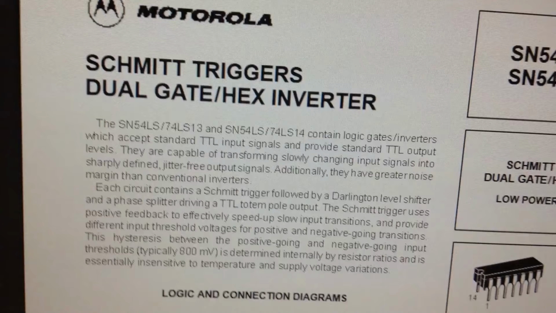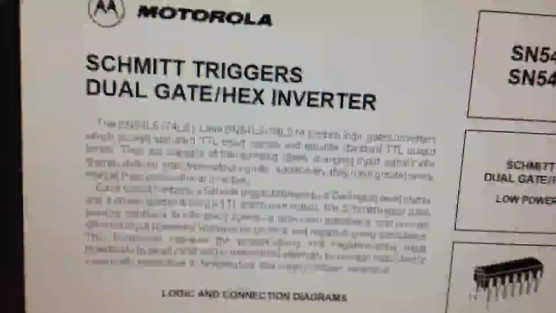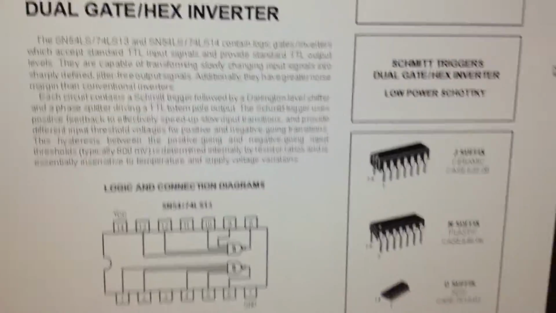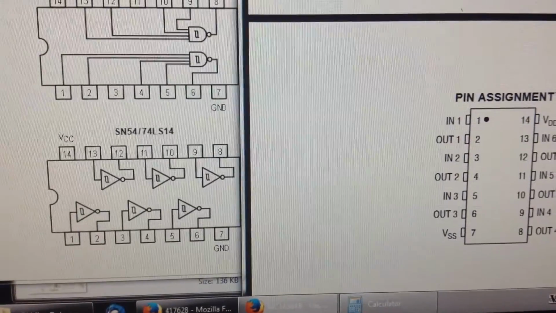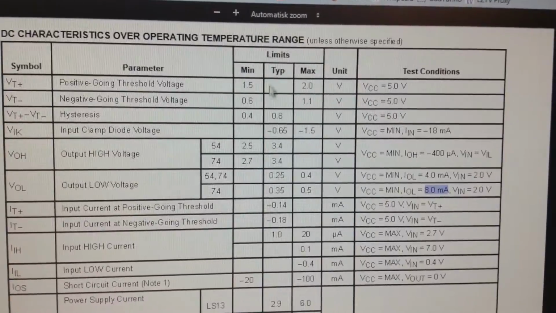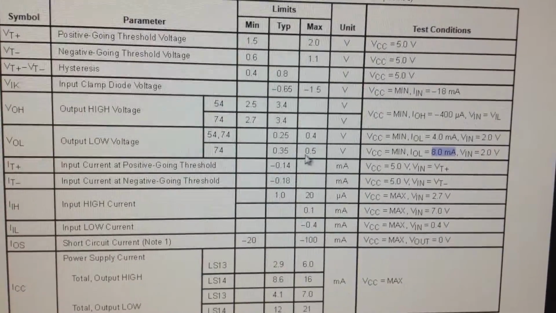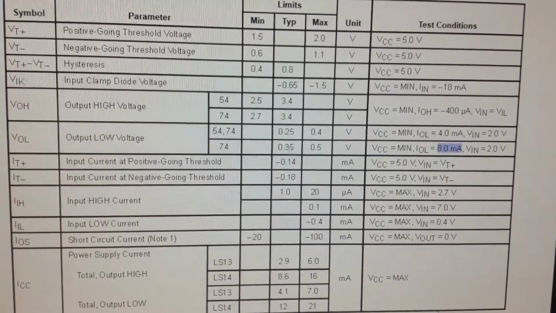Here's the IC that the Commodore datasette uses, the 74LS14. First of all, it happens to be pin compatible with the MC14584. Here we see that 6.5 milliamp is child's play for this device, even at sinking 8 milliamps.